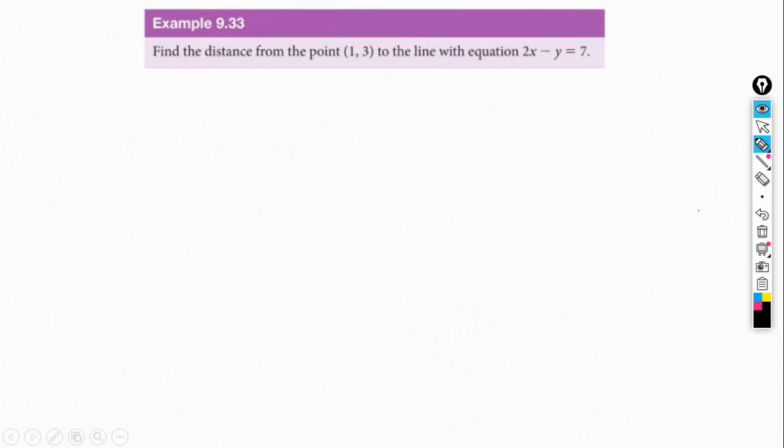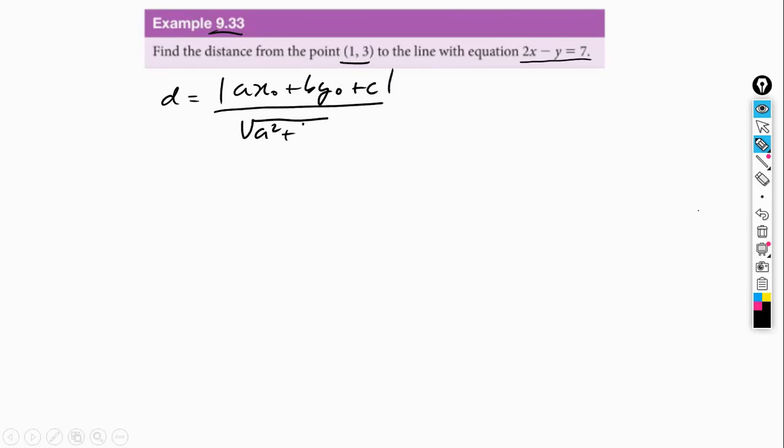So we continue with example 9.33, and it says, find the distance from the point (1, 3) to the line with equation 2x minus y is equal to 7. Now this is obviously in 2 dimensions, right, or the Cartesian plane. Therefore, the formula we need to use is distance is equal to the absolute value of a times x sub 0 plus b times y sub 0 plus c, divided by the square root of a squared plus b squared. So it's just a matter of substituting the information into this equation.